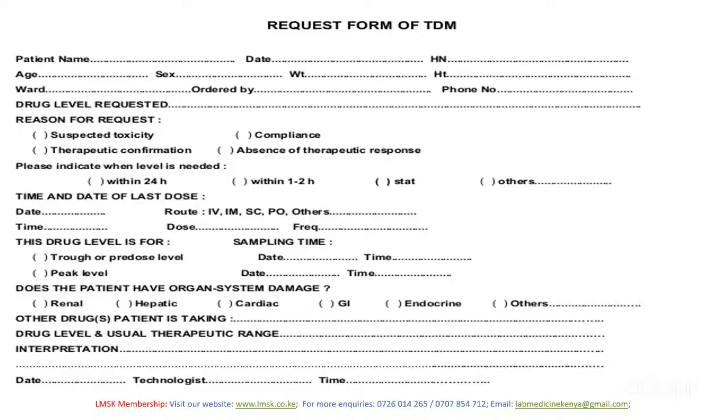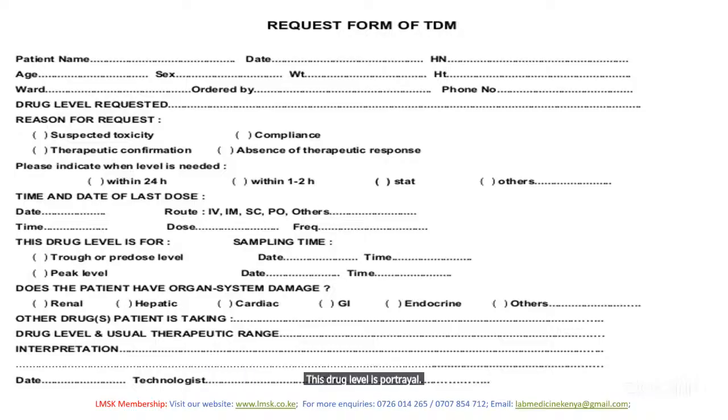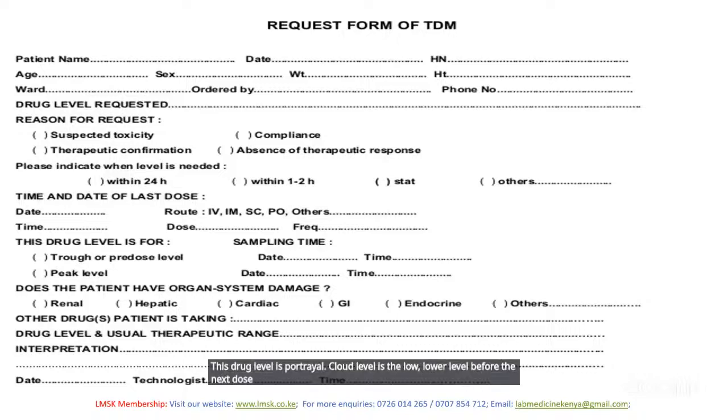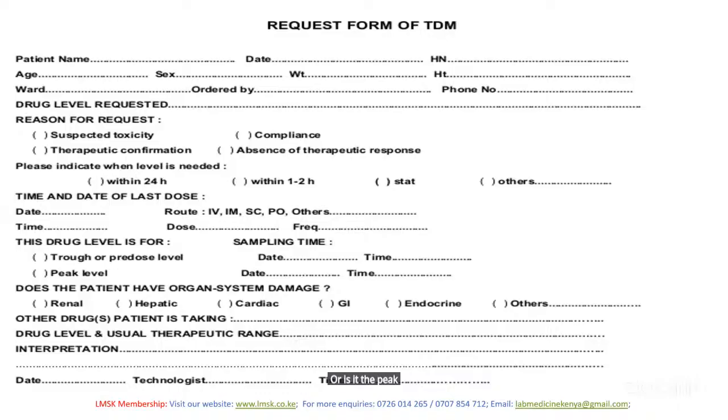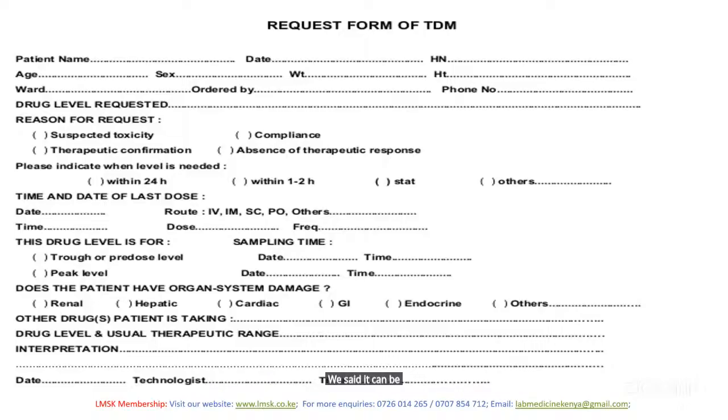Then you need to tell the person who is testing whether this drug level is for trough. Trough level is the lowest level before the next dose is administered. Or is it the peak, the highest level of a dose? Then you need to tell the person monitoring, because of interpretation, whether the patient might have an organ system damage. We said it can be renal, it can be hepatic, it can be cardiac, it can be gastrointestinal, it can as well be endocrine. These organs have a role to play in drug metabolism.